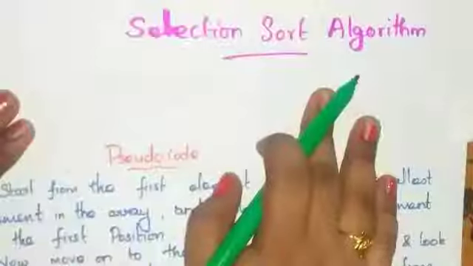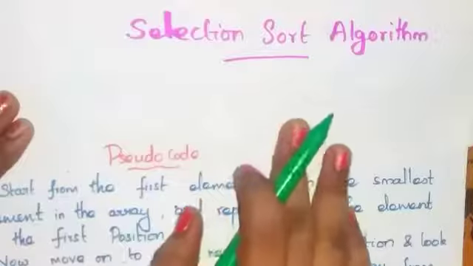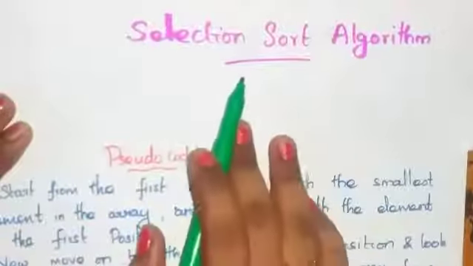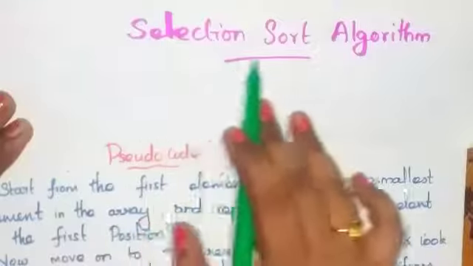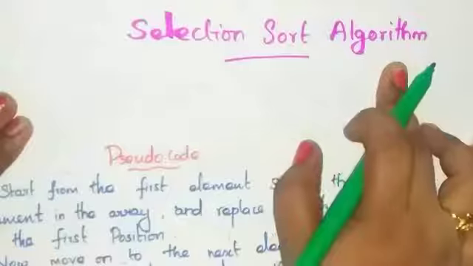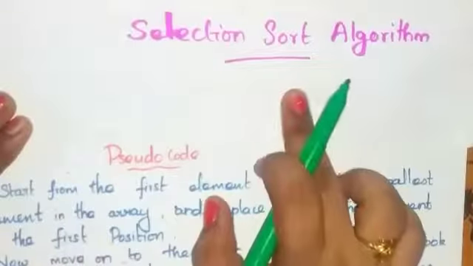Hi students, coming to the next sorting technique, selection sort algorithm. In the previous video, I explained about bubble sort algorithm. In this video, we will discuss selection sort algorithm. Selection sort algorithm is a simple sorting algorithm. It provides better performance than the bubble sort algorithm.